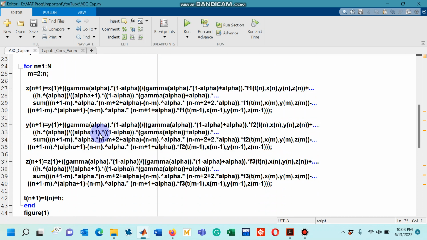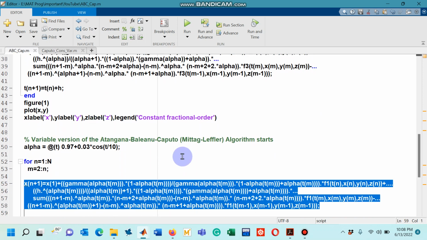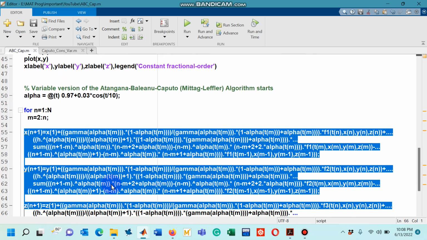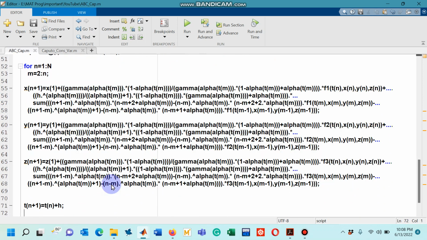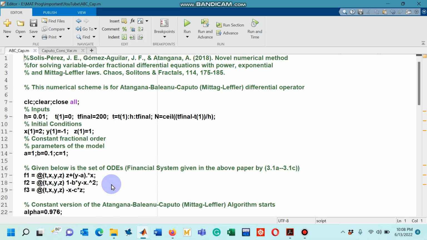Let me now show you. Look at this, the first equation. What difference do you feel? Instead of alpha, you have alpha of t of m. Nothing else has to be changed. For y, same. For z, same. And then I have plotted the second figure, the phase plane, that would come as a result of the simulation with the variable order version of this scheme that has been designed for the Atangana-Baleanu fractional differential operator.